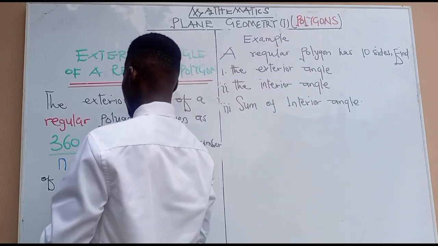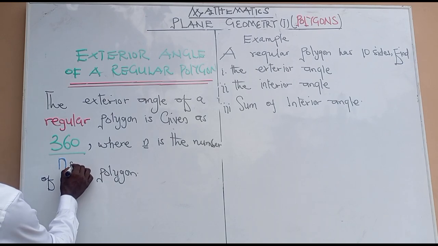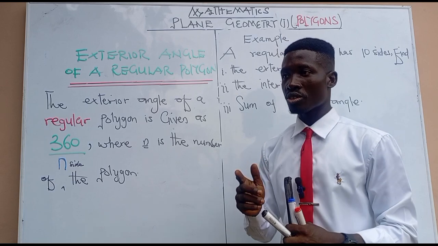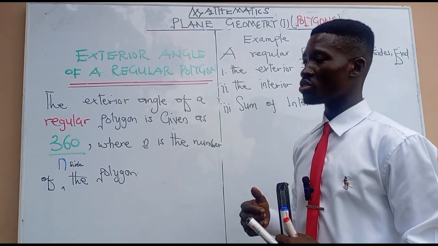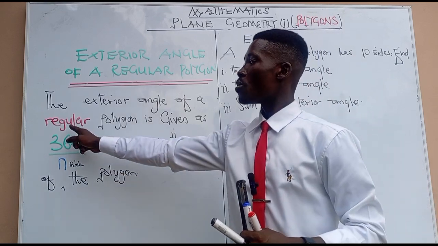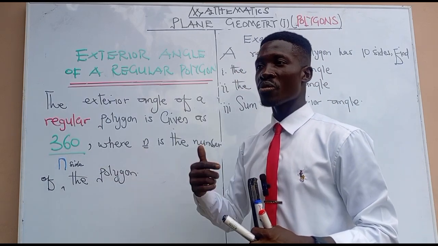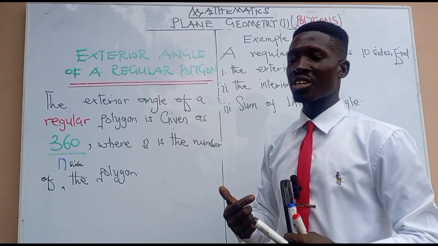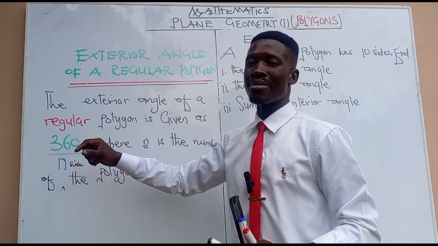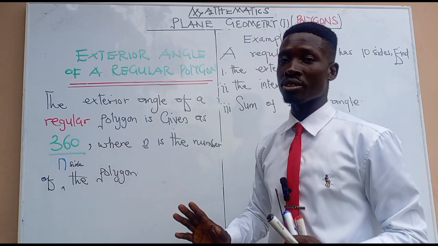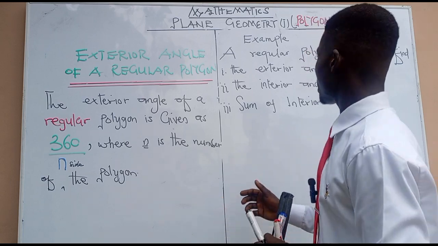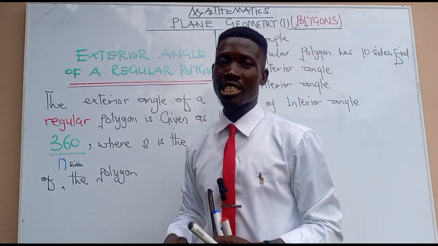The number of sides of the polygon. Now what we are going to do is check whether that polygon given is a regular polygon. If it is a regular polygon and you are being asked to find the exterior angle, you just have to divide 360 by the number of sides of the polygon. Very, very simple. So we take an example and then see how it goes.